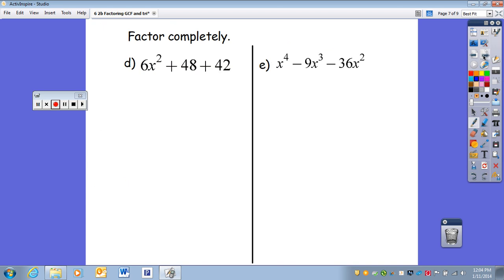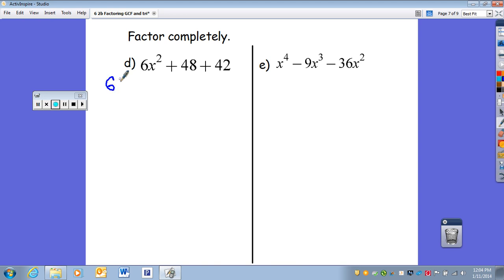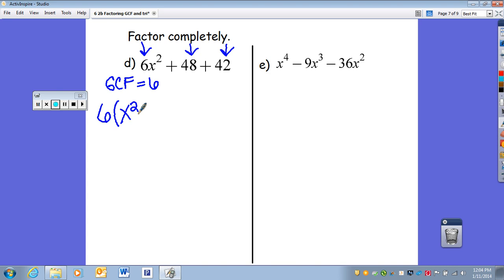Let's take a look at our next example. The first thing we want to do is to look for our greatest common factor. So our greatest common factor, we have a 6, a 48, and a 42. It looks like 6 will be our greatest common factor. So the first thing we want to do is to divide each term by 6. 6 divided by 6 gives me 1x squared. 48 divided by 6 is 8. And 42 divided by 6 is 7.